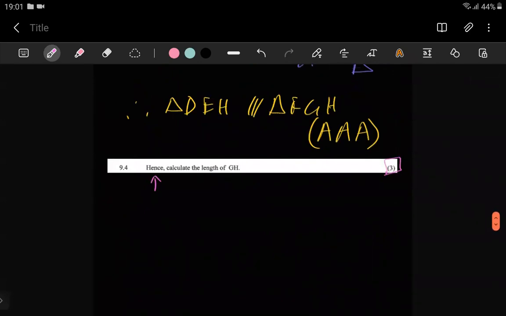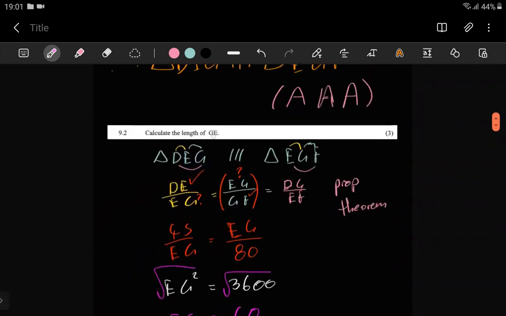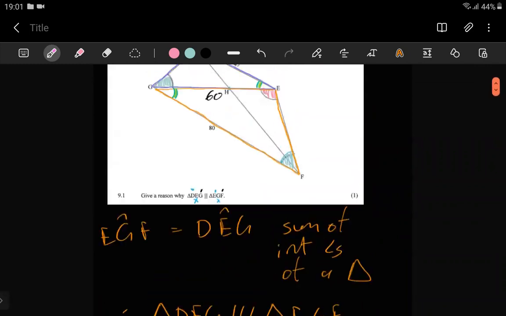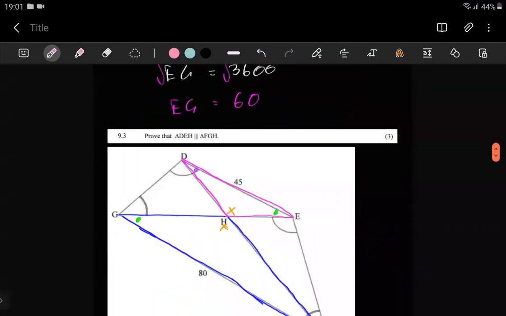I wanted to calculate the length of GH here. The fortunate thing is, this is just like how they ended up asking us for the length of GE after we'd proven similarity. So with question 9, it's almost like a repetition of the same thing: proving similarity, then using it afterwards. And that's exactly what we're going to do here.